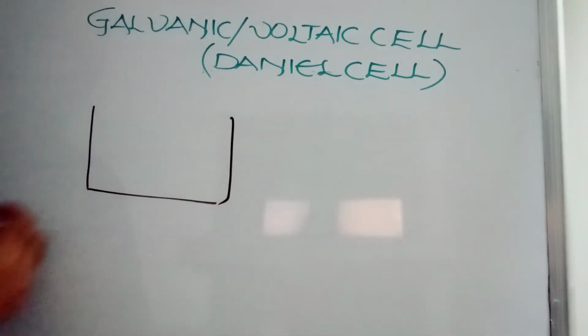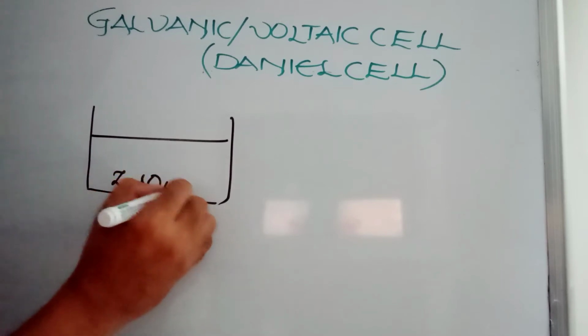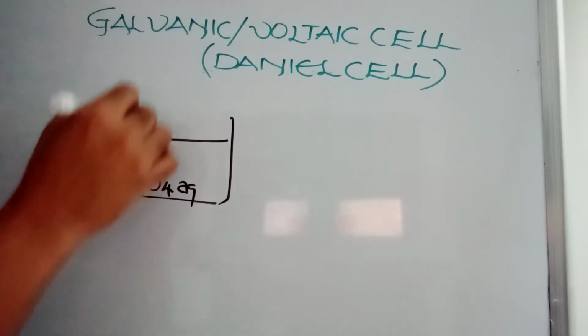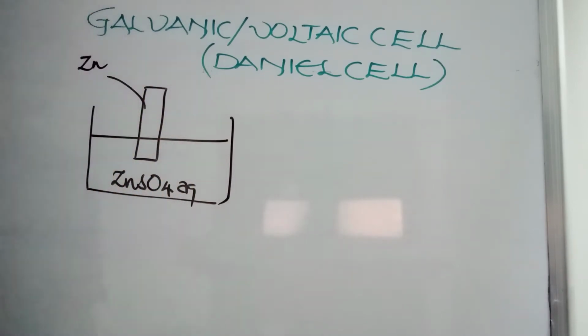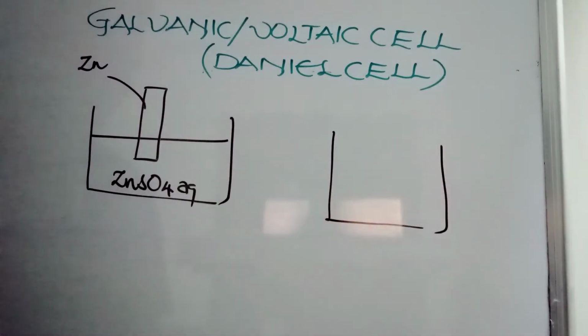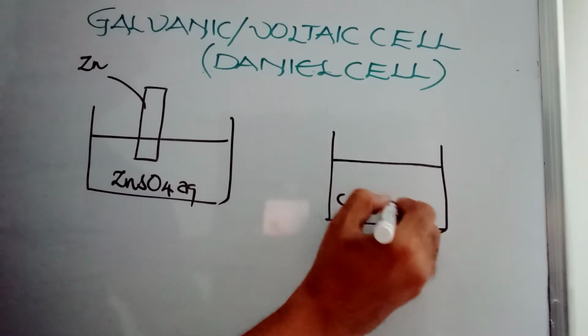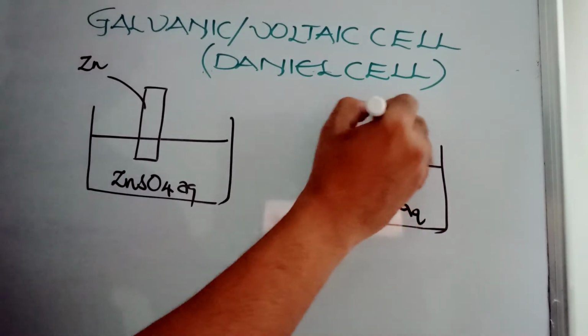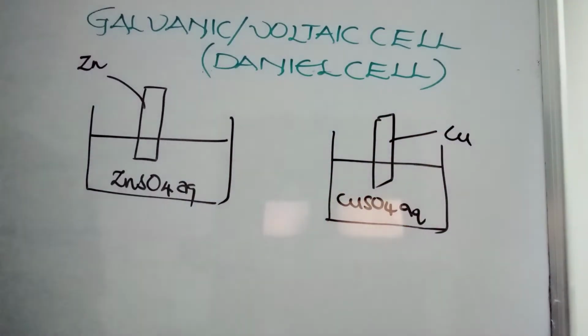First, there is a container in which zinc sulfate aqueous solution is present, and here a zinc rod is there. Here is one more container in which copper sulfate aqueous solution is there, and a copper rod is present here, inserted into that one. Zinc rod in zinc sulfate, copper rod in copper sulfate.